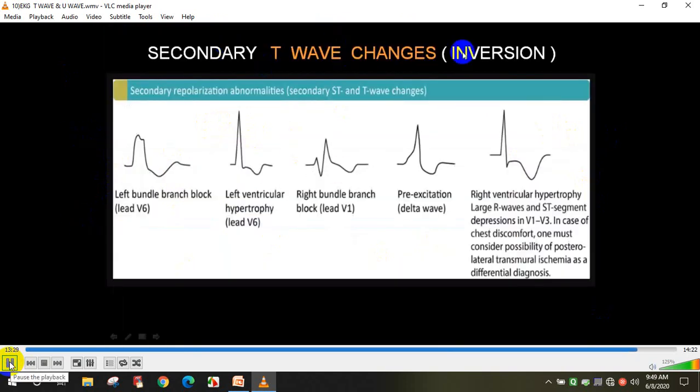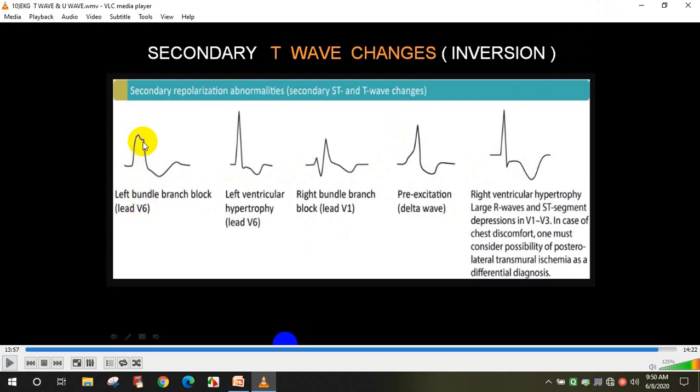Now these are what we call secondary changes, meaning this is not evidence of ischemic heart disease, but still there are T wave changes. Say, like left bundle branch block, right bundle branch block, LVH, RVH, and WPW syndrome. Here, these three have a broad QRS complex, and along with the broad QRS complex, you can see the RS-R dash pattern.